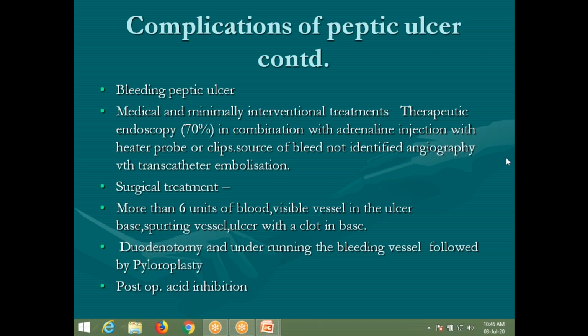So we will identify the perforation and we will do a modified Graham patch. That is, we will do a primary repair with the help of omentum. Okay. So in this class, we are going to see the other two complications of the peptic ulcer, that is bleeding and gastric outlet obstruction. Okay. With these, we will complete most of our stomach except for the malignancy part, which I will be talking about in the next class. Am I clear?